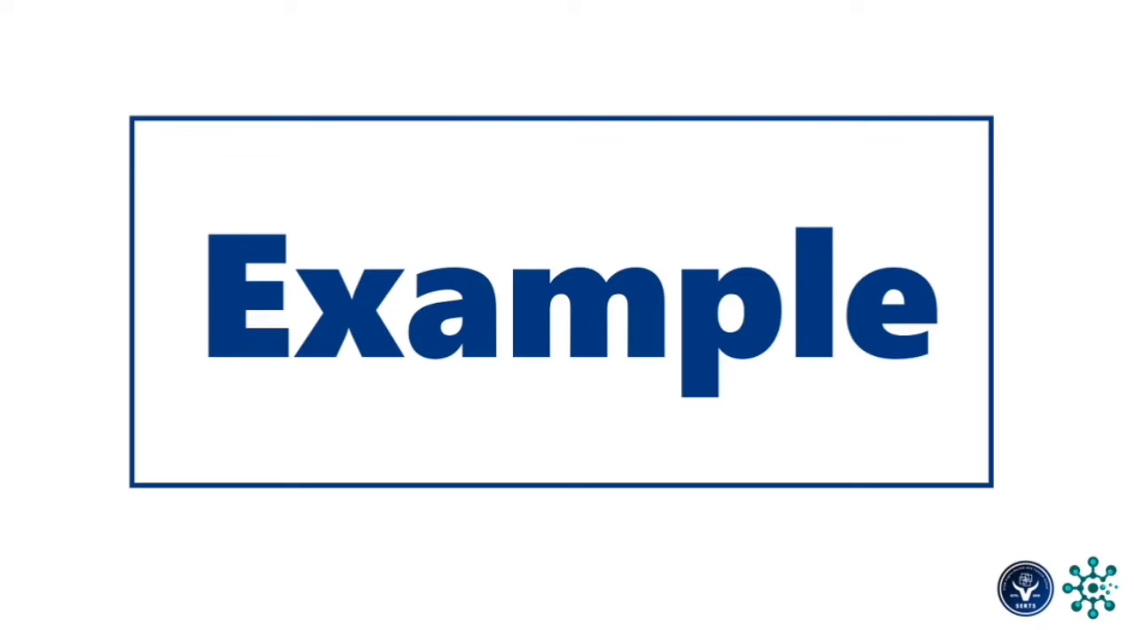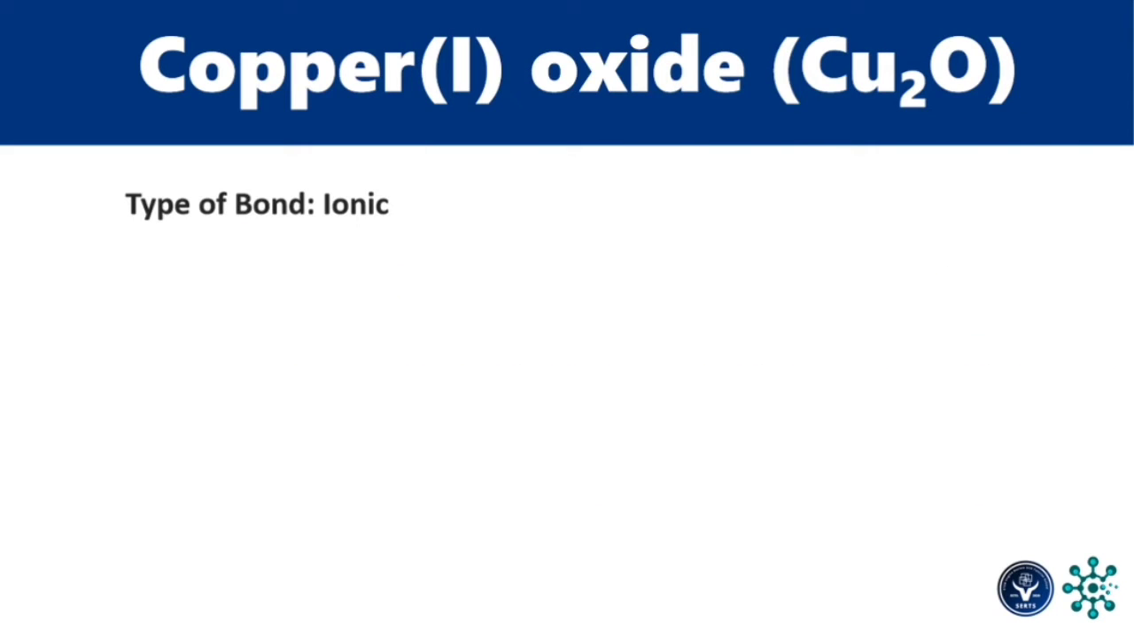Let's have an example. Draw the Lewis structure of copper 1 oxide, which has a formula of Cu2O. This compound is an ionic compound, which tells us that there will be transferring of electrons here. The type of bond is basically ionic. Let us start with establishing the individual Lewis dot symbol of the elements involved in the compound.